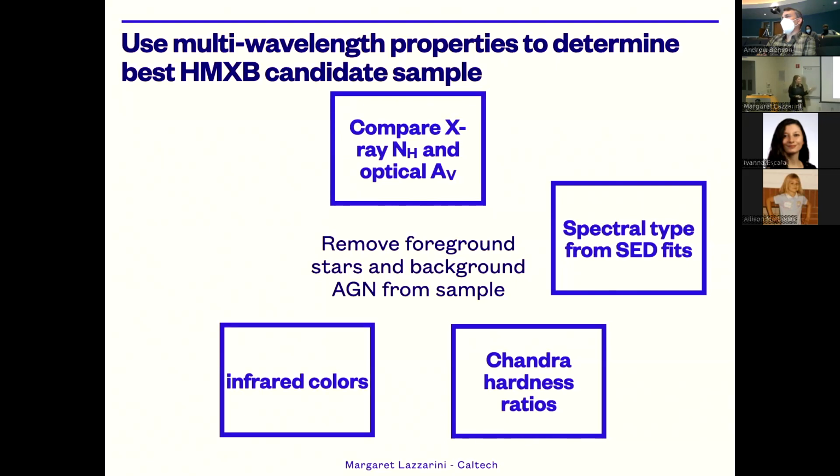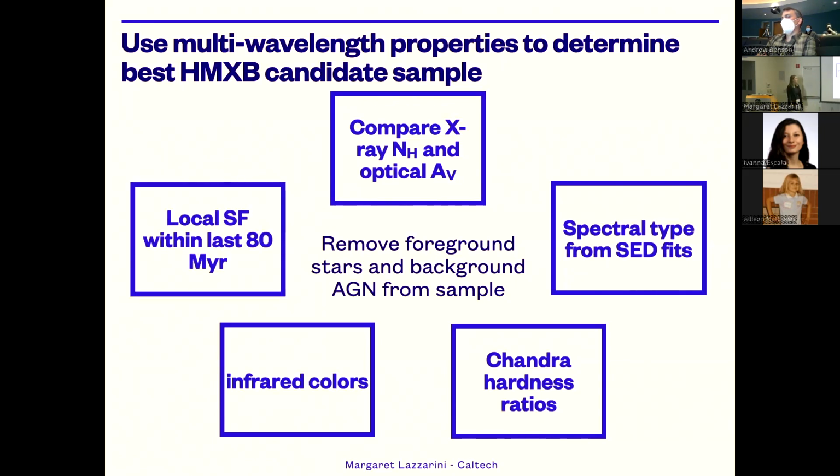We also look at infrared colors. So in the HST data, the IR colors, foreground stars are known to occupy a pretty narrow sequence in IR color space. And so we're able to flag stars that look to be in that color range as potentially being foreground stars. And then lastly, HMXBs are very young systems, so we expect them to be in areas that are undergoing star formation. So we try to look at whether or not they have local star formation in the last 80 million years, which is the time frame that we're looking at for these massive stars.